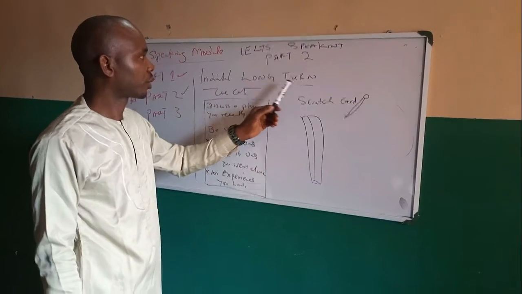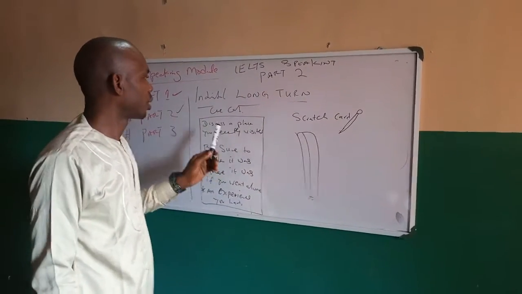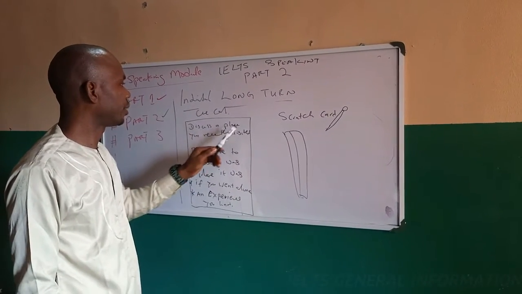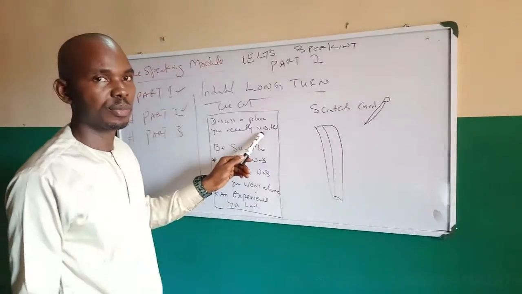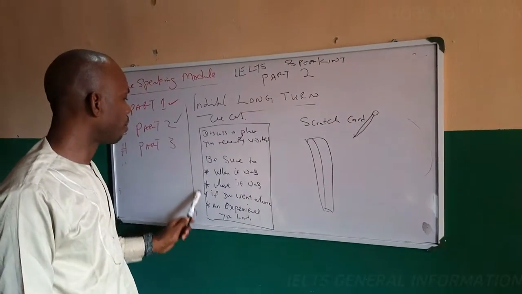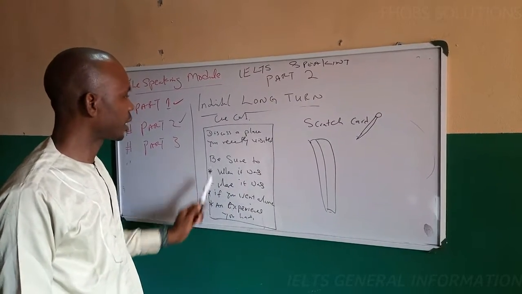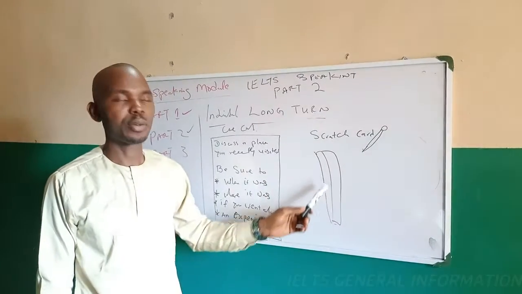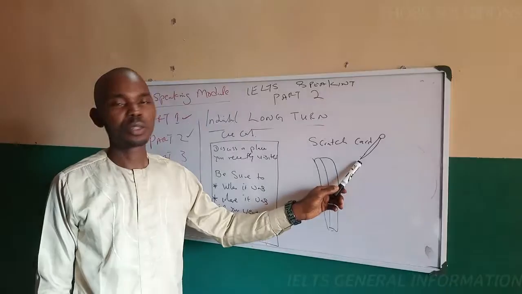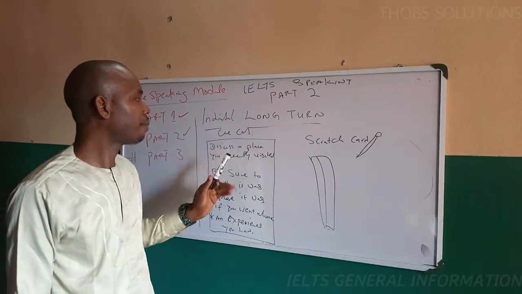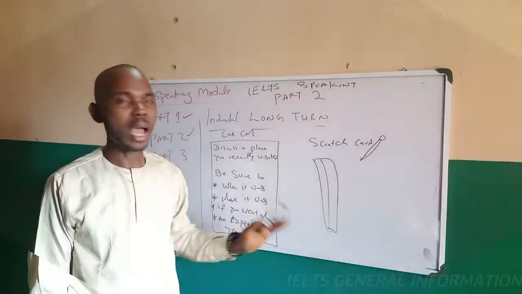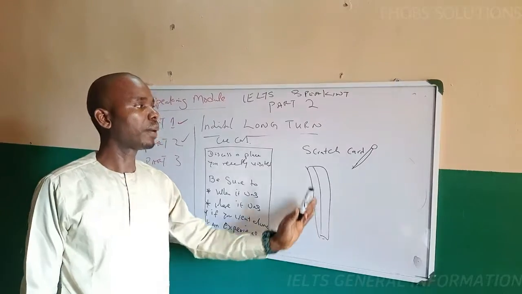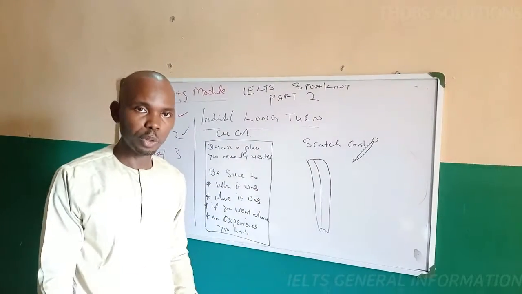During the individual long turn, or your Part 2, you'll be given a cue card, or what you call a task card, that will contain the topic question and then some bulleted points. These are bullets. This is the topic question. And then you'll be given scratch paper, or scratch papers, with a pencil. Now, the examiner will read this to you and hand them over to you. So you will have the cue card, the scratch paper or papers, and a pencil before you.